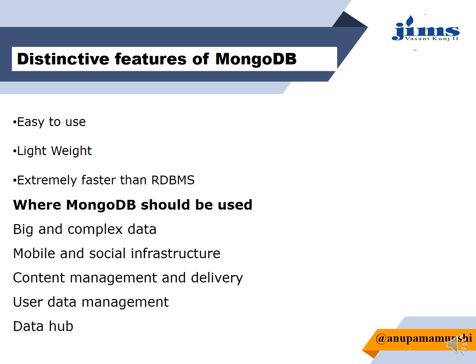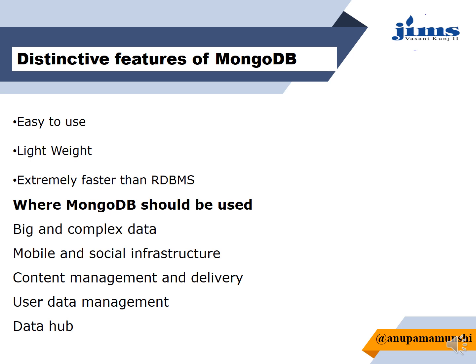Now, what are the distinctive features of MongoDB? Why should we use MongoDB? It's easy to use. It's extremely faster than RDBMS and it's very lightweight. Where should we be using MongoDB? Where there is big and complex data. That means when data is growing at an exponential speed, right? So you can use MongoDB.